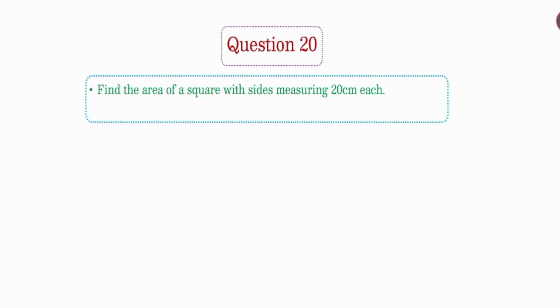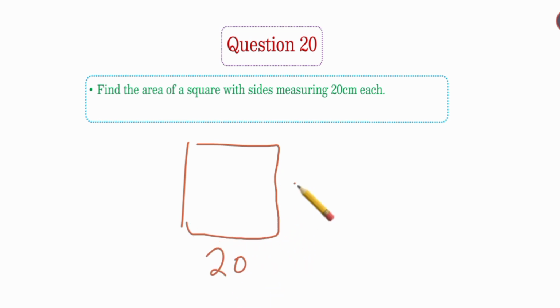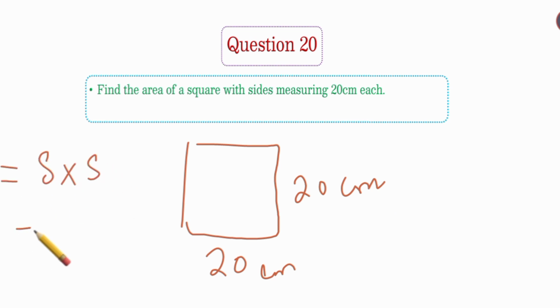Okay, question number 20. Find the area of a square with sides measuring 20 centimeters each. Now we have to find the area. If each side of the square is 20 centimeters, for example, here we have a square, and just suppose each side is 20 centimeters. So to find the area, we know the formula to find the area of a square is side times side. One side times the other side will give you 20 times 20.